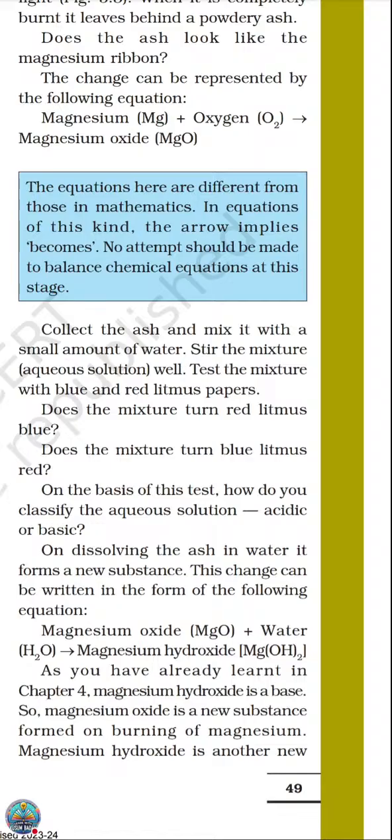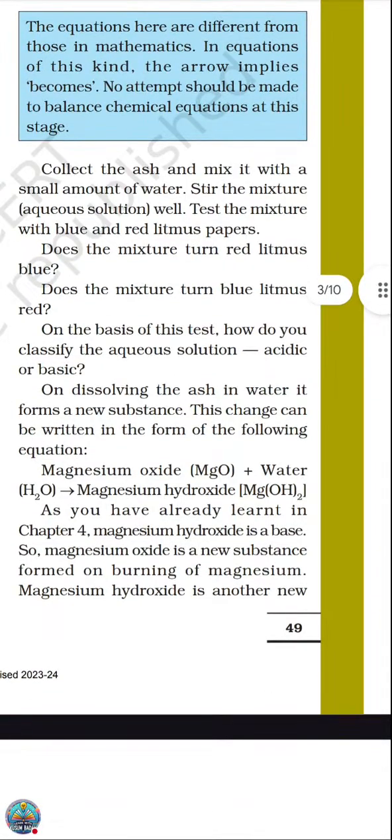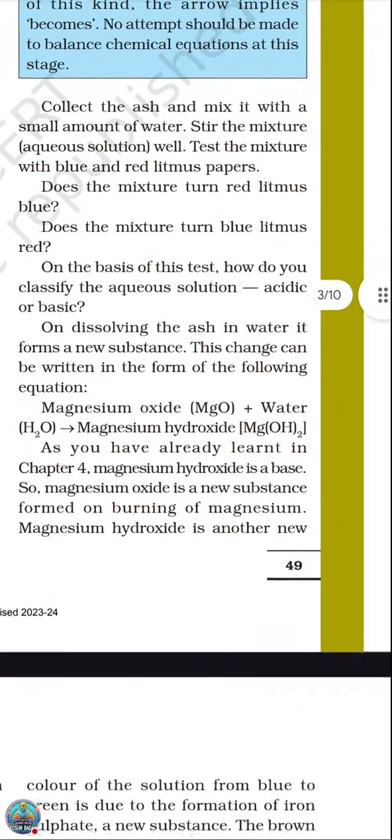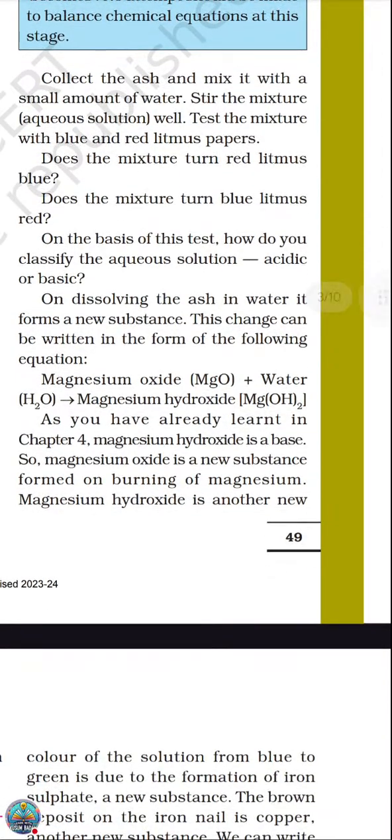On dissolving ash in water, it forms a new substance. This change can be written in the following form. Magnesium oxide plus water will form magnesium hydroxide. So we took magnesium oxide, and when it is dissolved in water, we form magnesium hydroxide. Here, water-soluble bases are called alkalis. So it is an alkali.